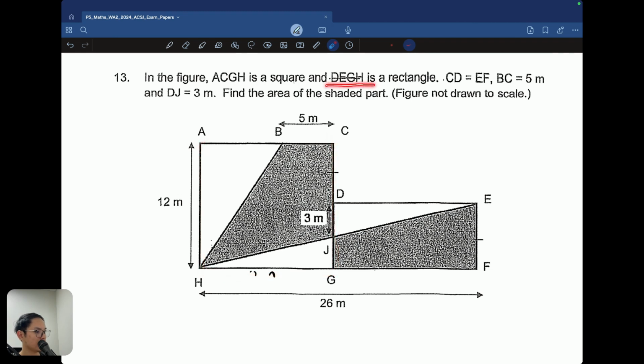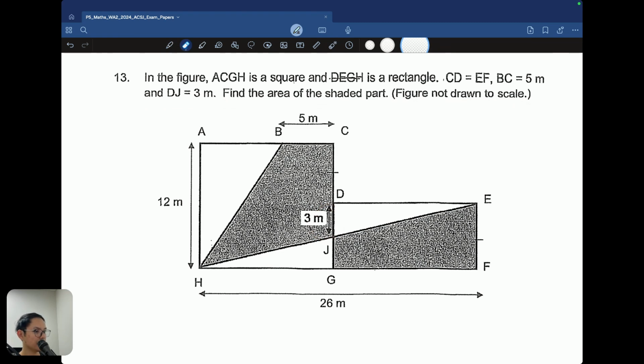And then DEGF, sorry, is a rectangle. So CD is equal to EF. So CD, same length as EF. And then BC is 5 meters. And DJ is 3 meters. Find the area of the shaded part over here.